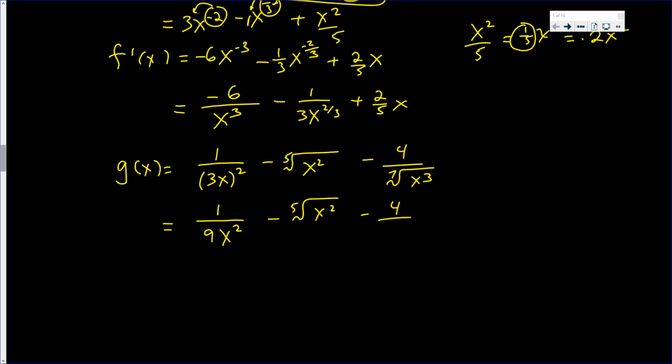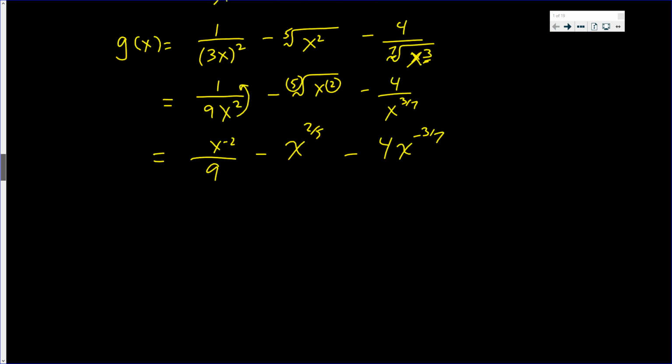Minus 4 over x to the 3 over 7. Okay. So, the 9 stays on the bottom, but I'm going to bring that on top as a negative 2. You don't need that 1. And this is x to the 2 over 5. Minus, this is 4, x to the negative 3/7. That was all algebra, folks. That was all algebra. Bring all the x's to the top.